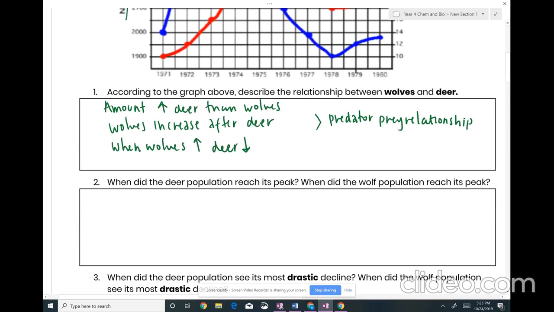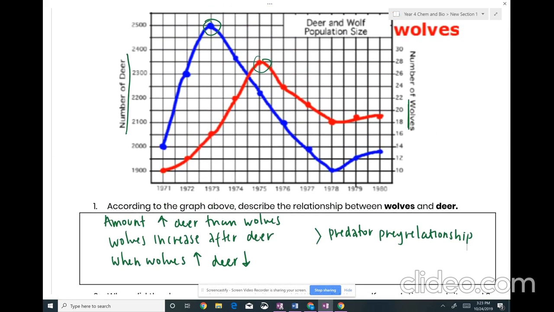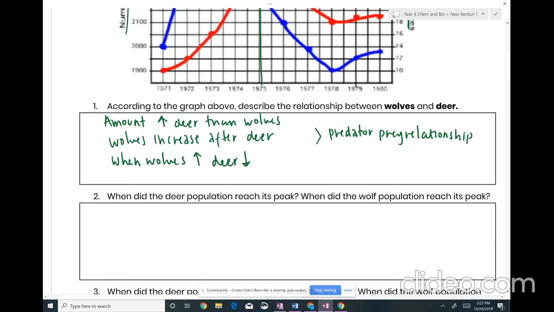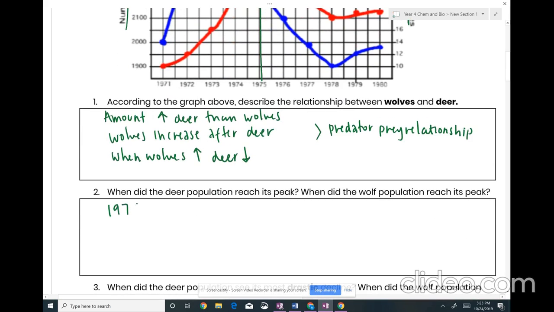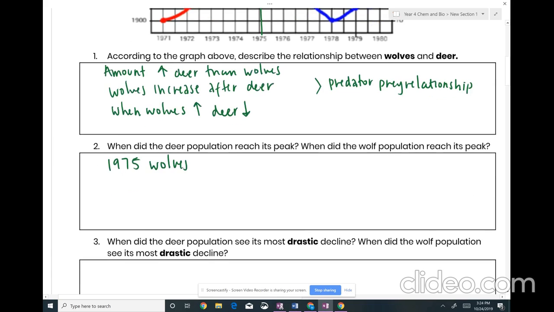So it's asking you, when did the deer population reach its peak and when did the wolf population reach its peak? So in this case, we are looking at the 2 points that I've already circled, right? And we're going to look at the year, right? So we have 1975 for wolves. And then what do we have? We have 1973 for deer. Oopsies. 1973, we have our deer.